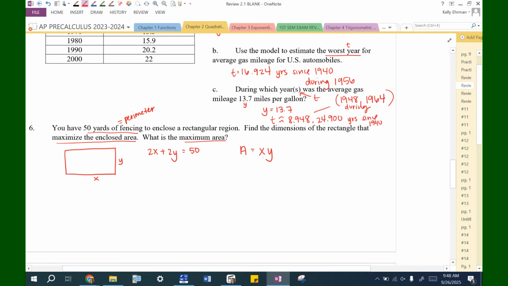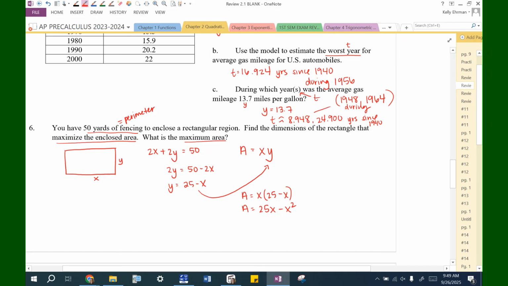Well, I want to find the maximum area. I can't do that right now if I have two variables. So you need to solve this perimeter equation for either x or y. It really doesn't matter. I'm going to solve it for y. So I'm going to subtract 2x, divide everything by 2. So 25 minus x. All right. And then what do I want to do with that? I want to sub that in for the y right here. So now the area is x times 25 minus x. If you want to distribute it, you can.